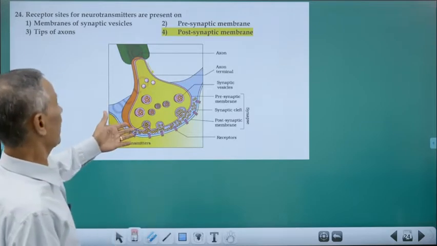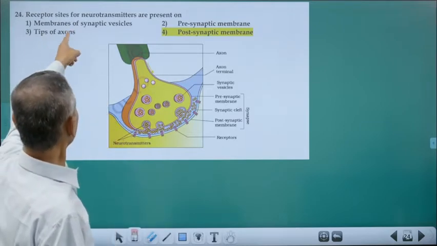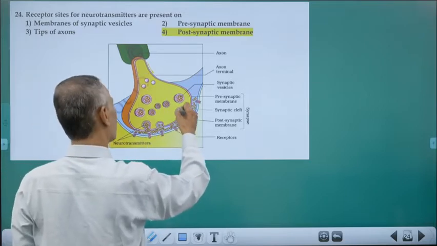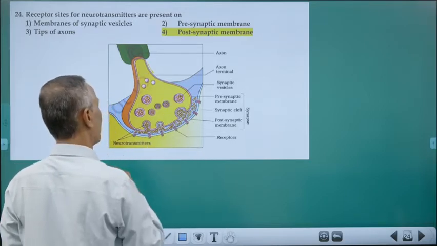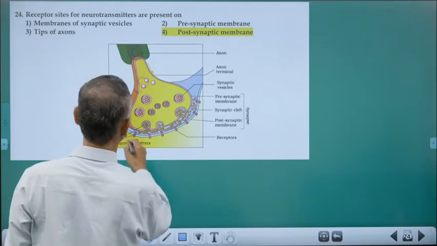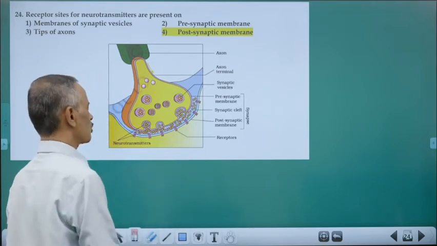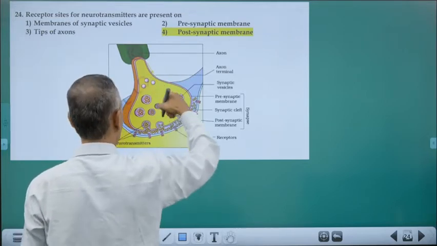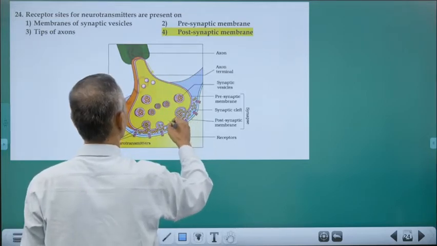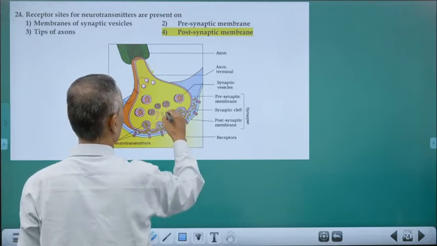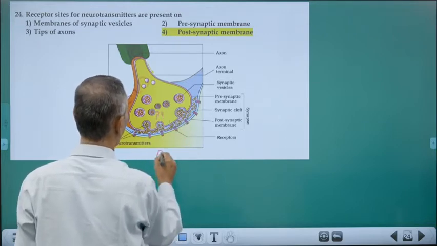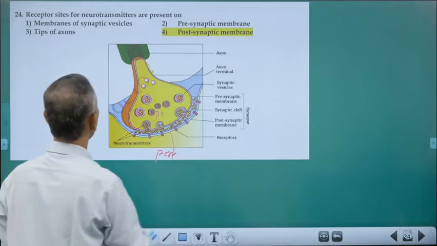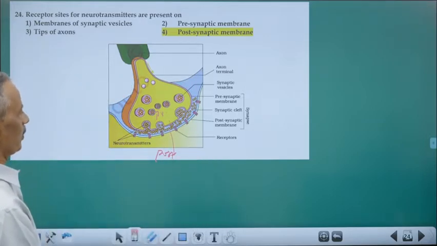Yes, this was the diagram I was telling you. Receptor site for neurotransmitter. See, this is the axon terminal. We are having an axon end bulb, and this is the dendron of the next neuron. This lies just anterior to the synaptic cleft, so it is called presynaptic, and this membrane is the postsynaptic. So where are the receptors? Receptors are present in the postsynaptic membrane.